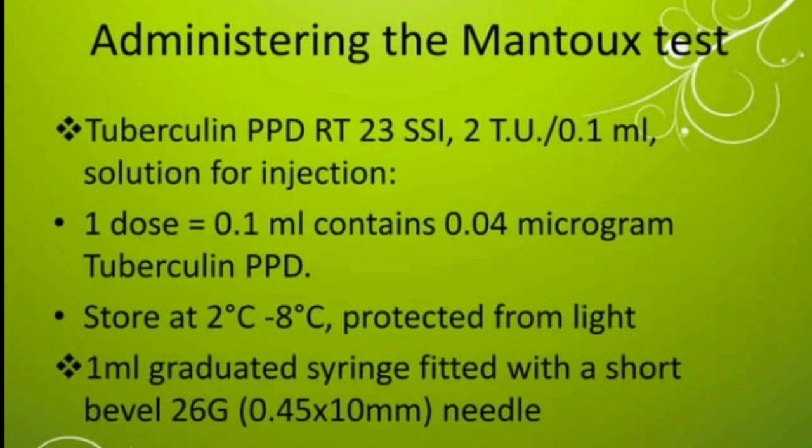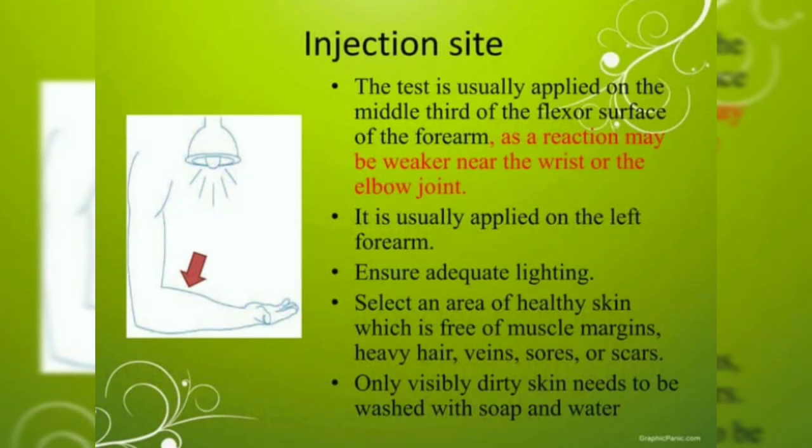Administering the Mantoux test. Tuberculin PPD RT23 SSI, 2 TU per 0.1 ml solution, is injected. Injection site: the test is usually applied on the middle third of the flexor surface of the forearm, as the reaction may be weakened near the wrist or the elbow joint. It's usually applied on the left forearm.